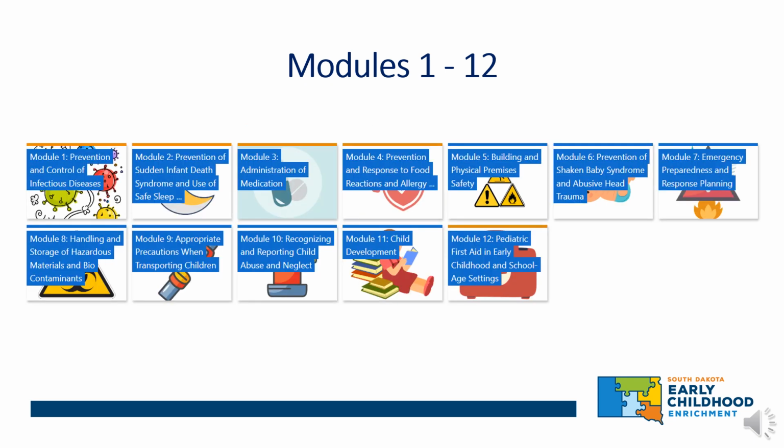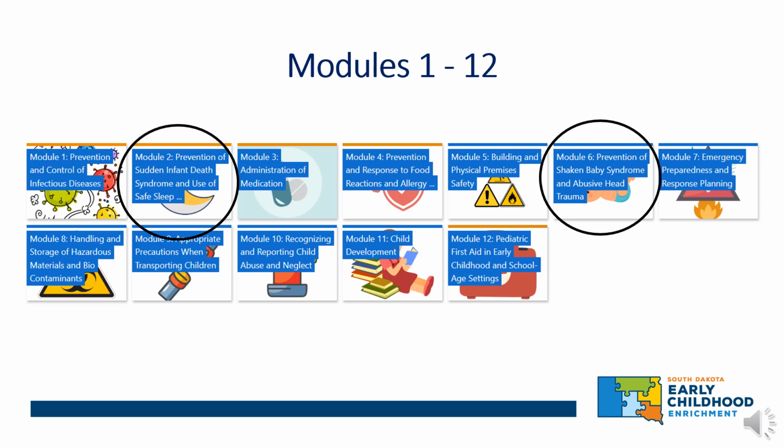Those working in school-age programs do not need Class 2, Prevention of Sudden Infant Death Syndrome and the Use of Safe Sleep Practices, or Class 6, Prevention of Shaken Baby Syndrome and Abusive Head Trauma, as they are not caring for children under the age of 5 years. If you are working in a school-age program, you will need to print a class completion certificate after each of the other 10 classes.